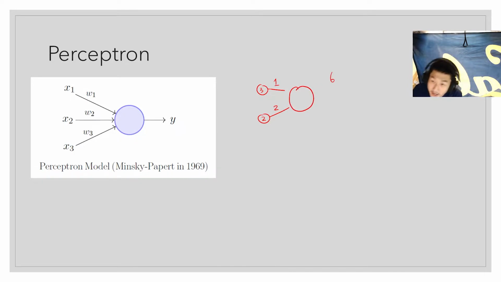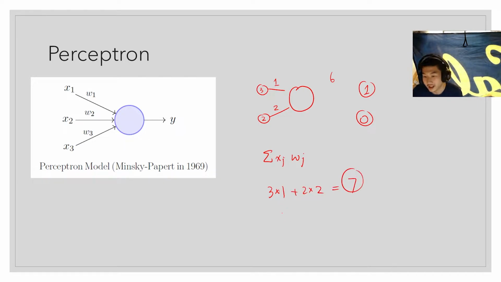That means if the sum of our x_j and weight j, summed together, is larger than 6, we get a 1, like a positive. And if it's not as large as 6, we get a negative, which is 0. We actually do 3 times 1 plus 2 times 2, and that equals 7. And then we do 7 minus 6, that's a 1. So that's larger than 0, the output is true.